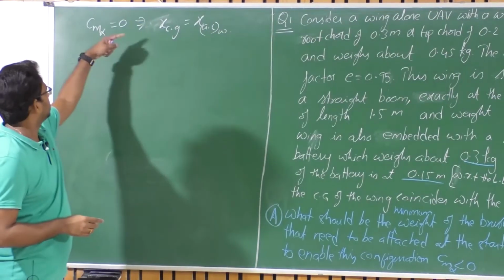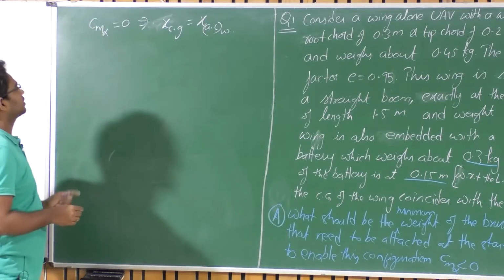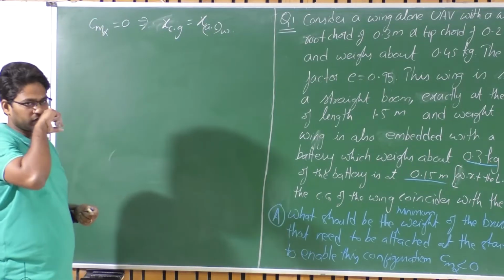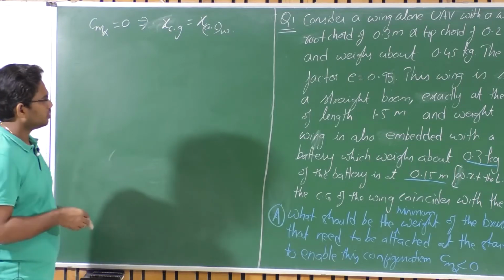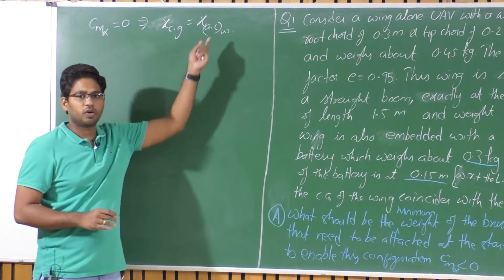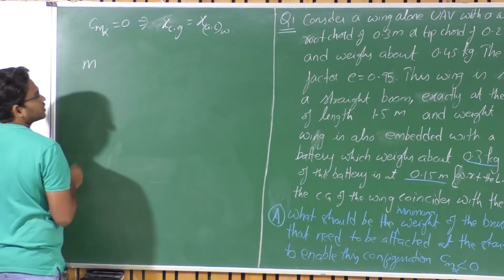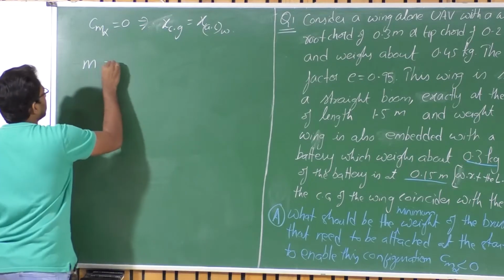Am I correct? Just by substituting CM alpha equals 0 in the previous equation, this XCG must equal the XAC of the wing. Now, if this has to be the final XCG, what should be the mass of the motor? What is the total mass of the aircraft? Let us assume M represents the total mass of the aircraft.